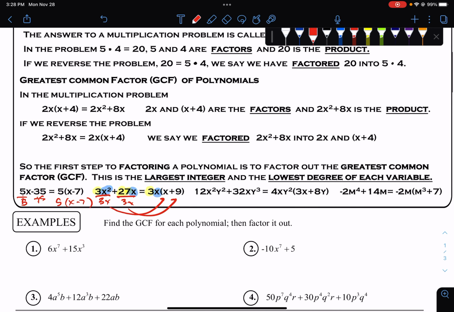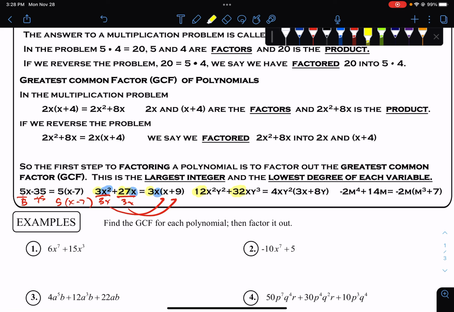Sometimes you can have more than just x's. In this case, I've got 12x squared plus 12x squared y squared plus 32x y cubed. So I've got a 12 and a 32.